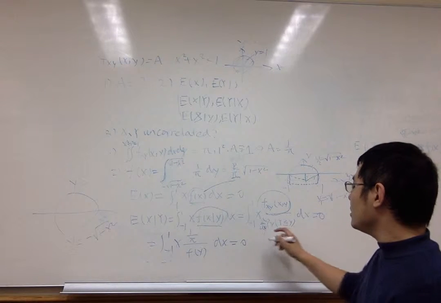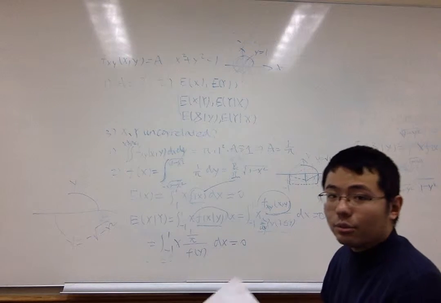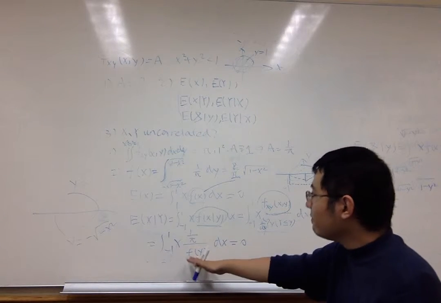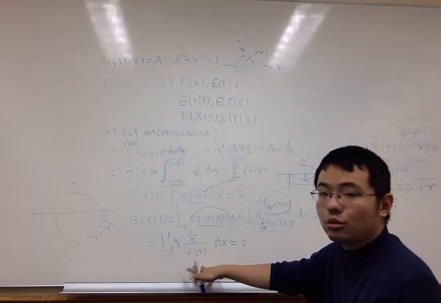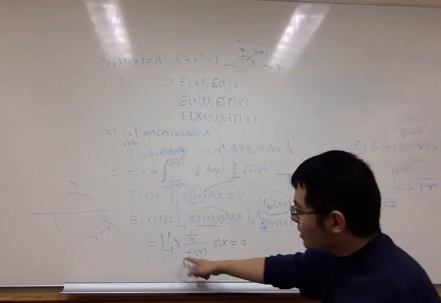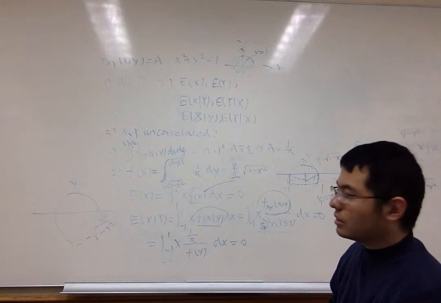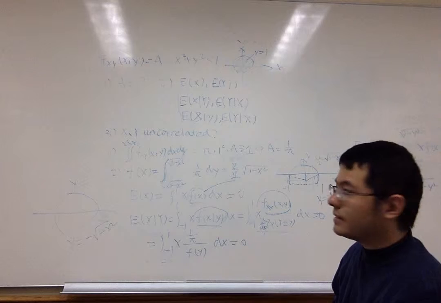So it happens to be fy, and we don't need to calculate it. We don't need to write the formula of fy because we know it has nothing to do with x. So this one is constant with respect to x. Still an odd function in a symmetric interval, so the whole integral is 0.